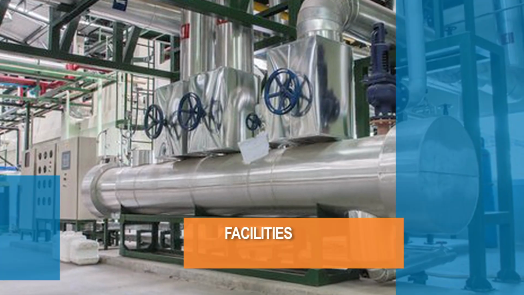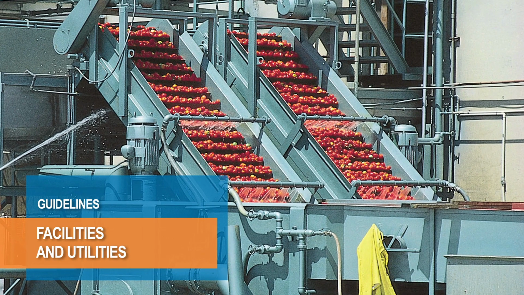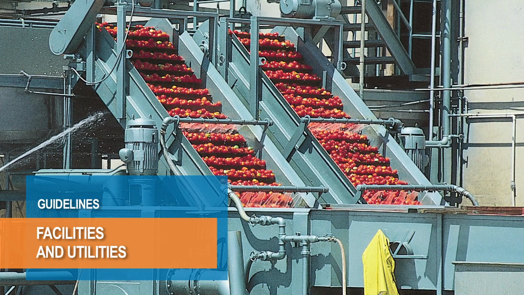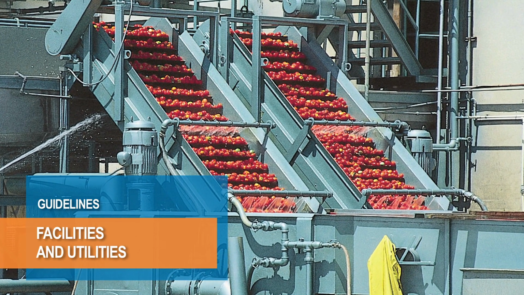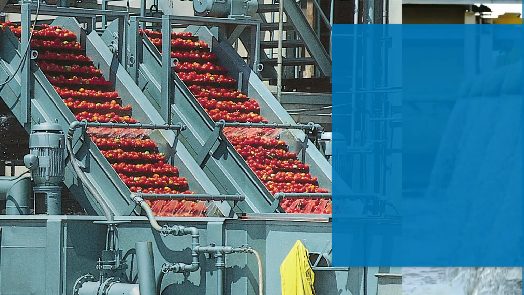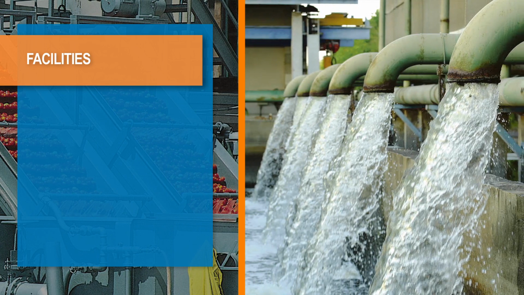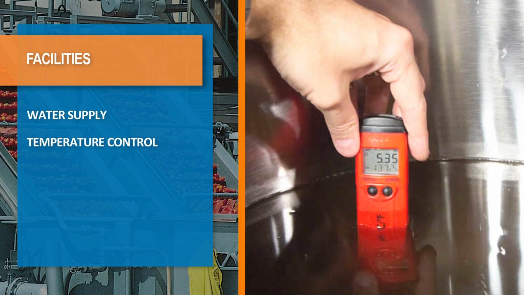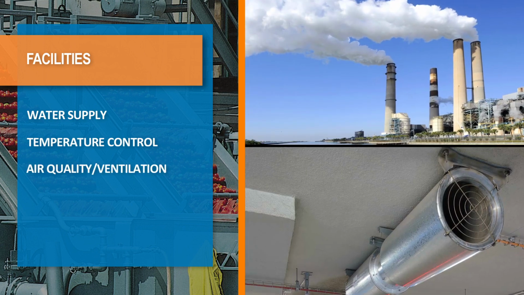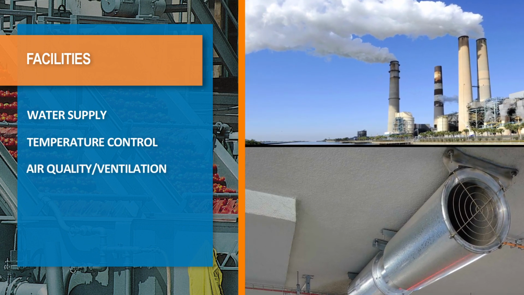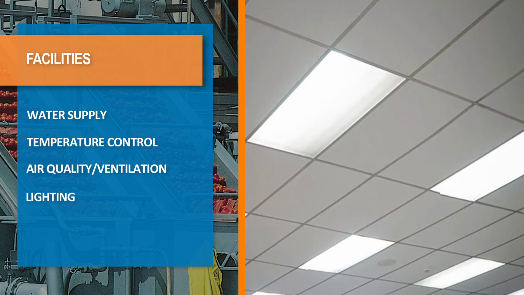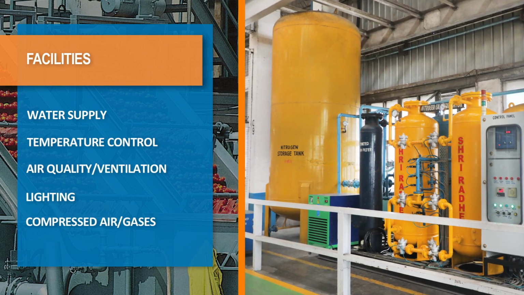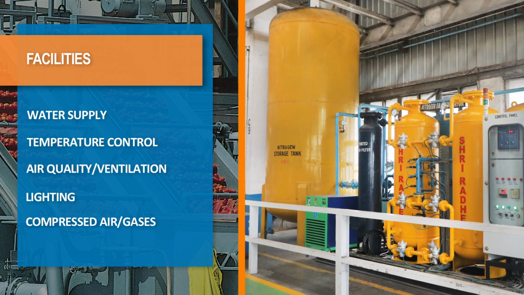This video will cover the facilities and utilities that are required to hygienically carry out food manufacturing processes. The facilities covered in this video are water supply, temperature control, air quality and ventilation requirement, lighting, and compressed air or other gases.